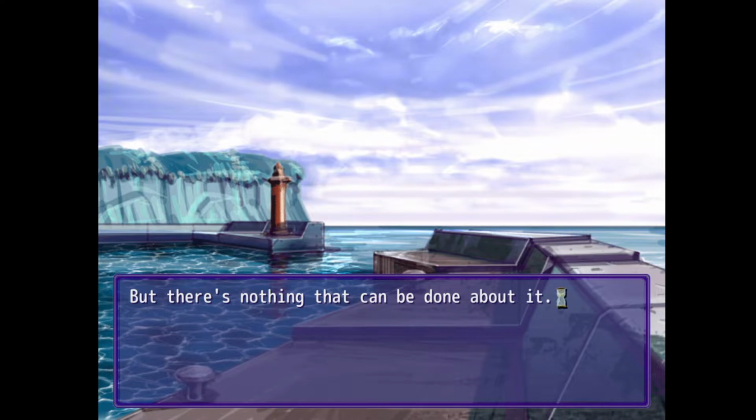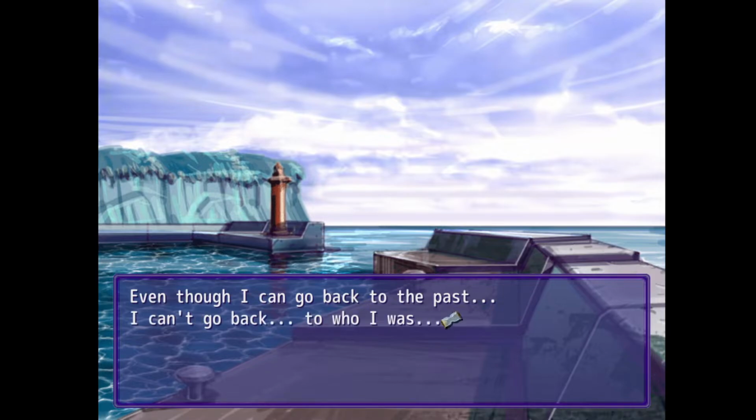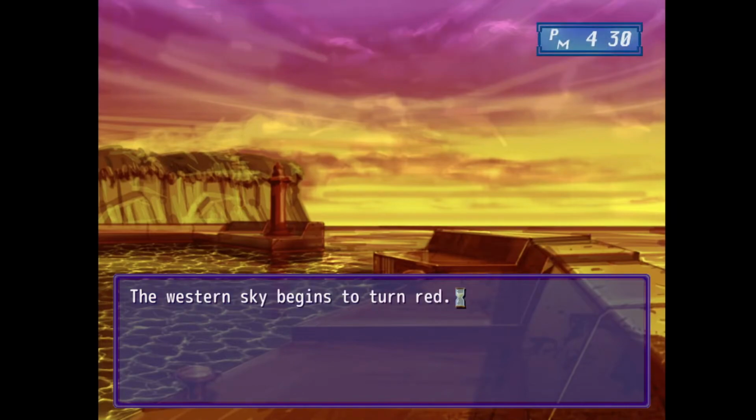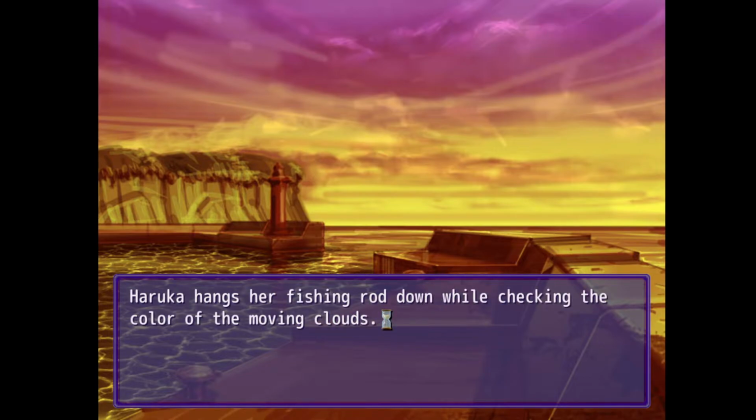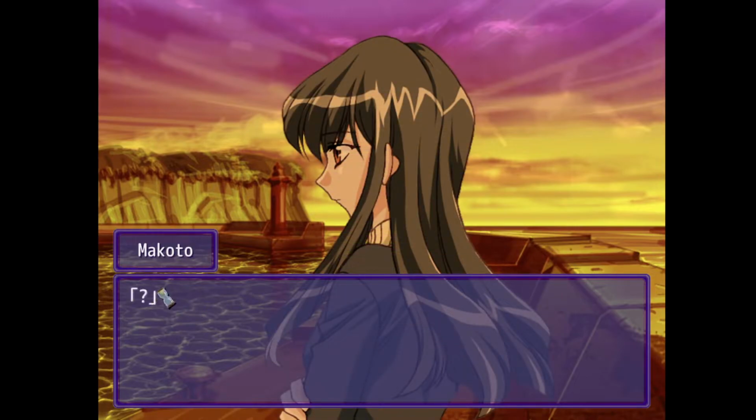But there's nothing that can be done about it. The only thing I can do is think. Even though I can go back to the past, I can't go back to who I was. The western sky begins to turn red. Time begins to pass away moment after moment. Haruka hangs her fishing rod down while checking the color of the moving clouds. Makoto?